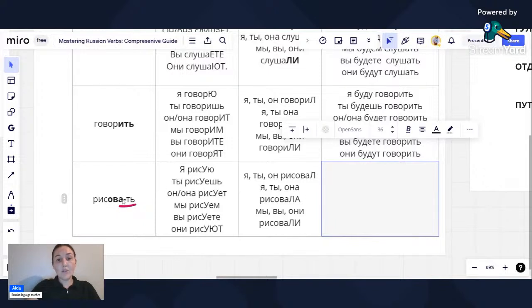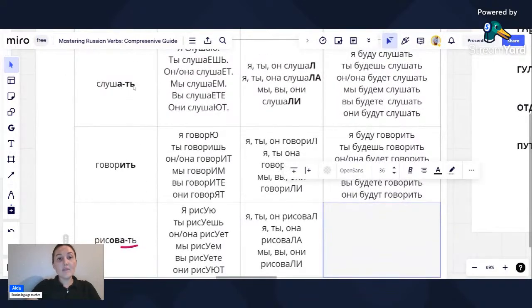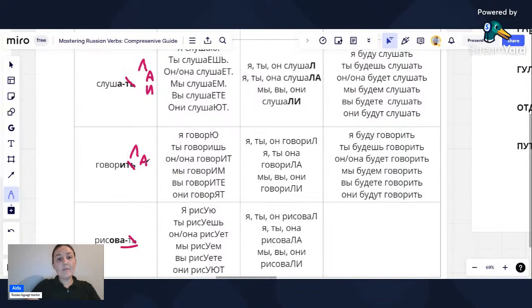Okay, if we talk about past tense of this verb, we do not change the suffix. We just need to cut -ть. If we talk about all these verbs, as you can see, слушать, говорить, рисовать, to form past tense of these verbs, we need to cut just -ть, and put suffix -л for male word plus ending -а for female word plus ending -и for plural. Слушал, слушала, слушали. Говорил, говорила, говорили.